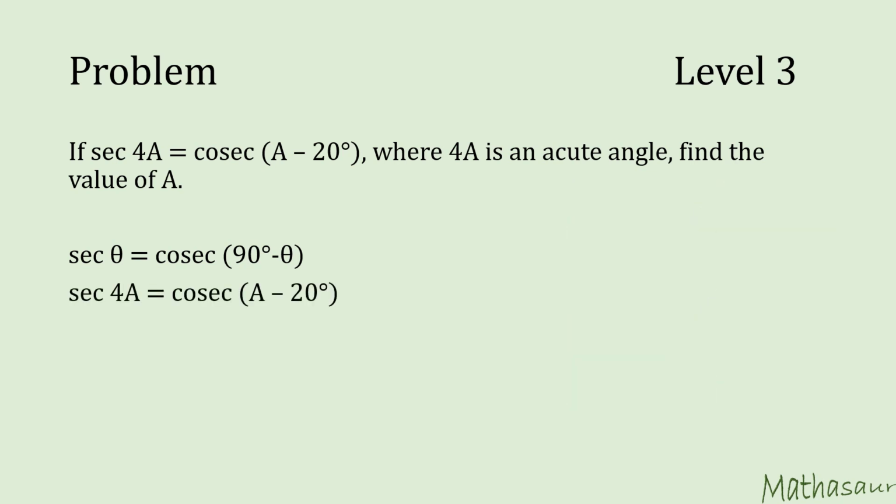Let us continue with secant theta equals cosecant 90 minus theta. Now we are given secant 4a equals cosecant a minus 20. We can infer from these two equalities that theta equals 4a and 90 minus theta equals a minus 20. Let us substitute the value for theta in the second equation.